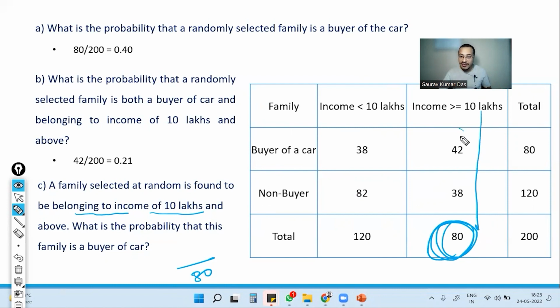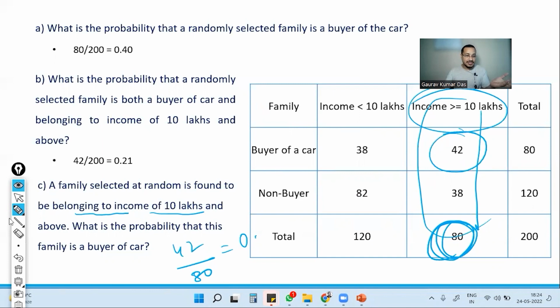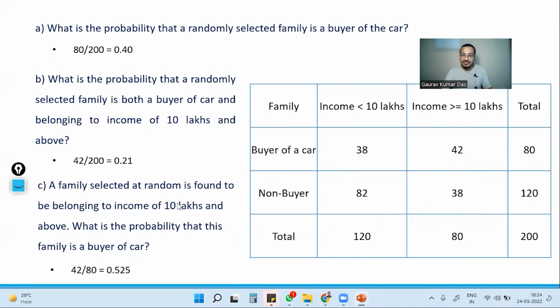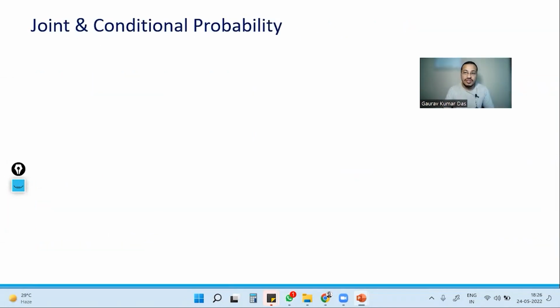Now here you have to restrict yourself to this column because you have already specified the population sample space. So that is where it will be 42 by 80, not 200. So this probability will be more than 0.5, right? Around 0.6 or something, right? So this is again a conditional probability. 0.525.